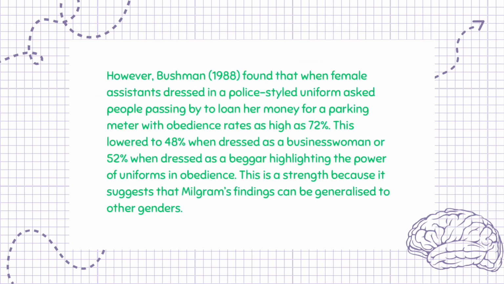However, Bushman, 1988, found that when female assistants dressed in a police-style uniform asked people passing by to loan her money for a parking meter, obedience rates were as high as 72%. This lowered to 48% when dressed as a businesswoman or 52% when dressed as a beggar, highlighting the power of uniforms in obedience. This is a strength because it suggests that Milgram's findings can be generalized to other genders.